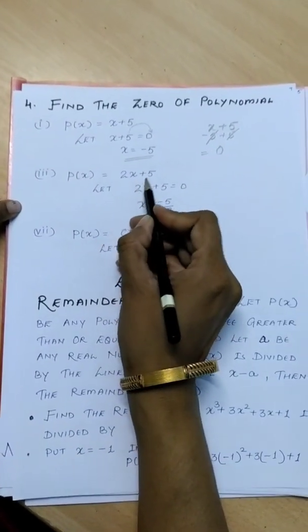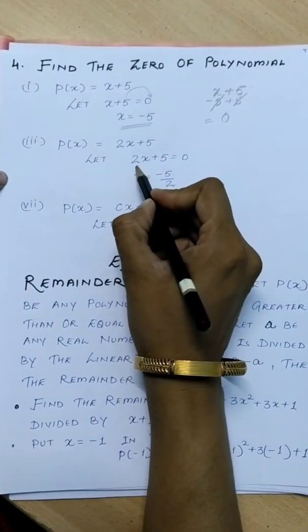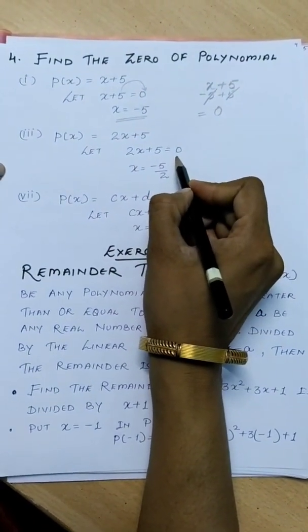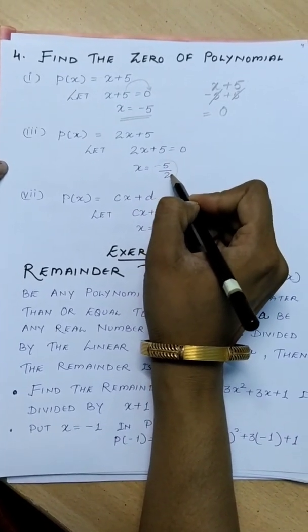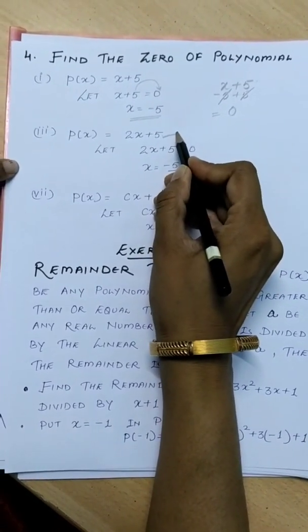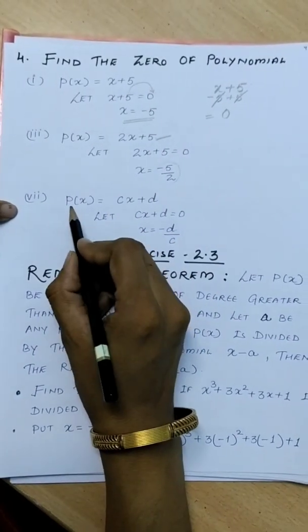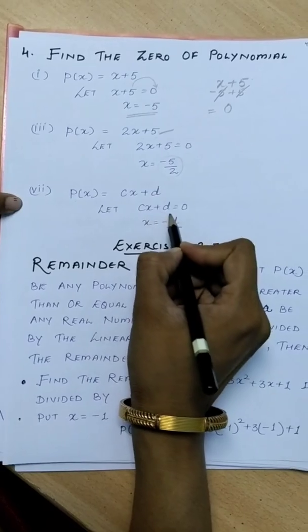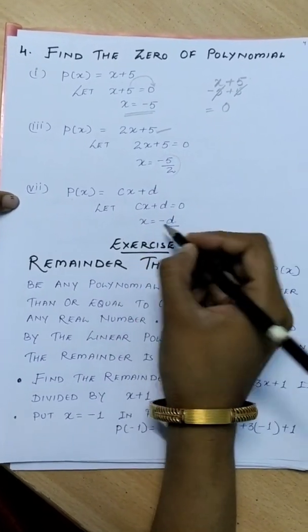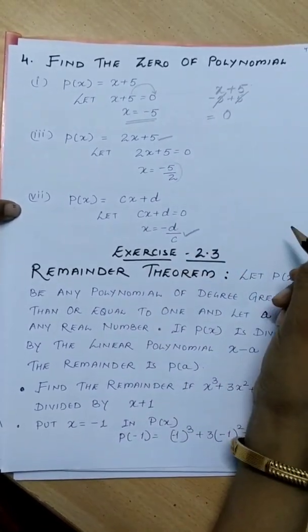So 2x plus 5 is the next question, and again we'll put 2x plus 5 equal to 0. The value of x will be minus 5 upon 2. It means minus 5 upon 2 is a 0 of this polynomial. Next one is the polynomial of x equal to cx plus d. So let cx plus d equal to 0. x is equal to minus d upon c will be the 0.